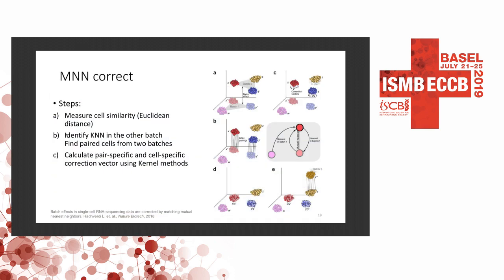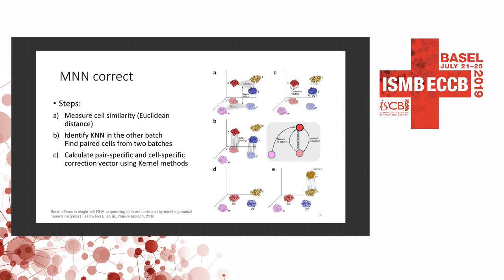So the idea of MNN correct is I try to find pairs. Let me expand here. These cells are for one batch, and these other cells that are semi-transparent are for the other batch. They try to align these two data sets. And these colors, you don't know them when you do alignment. That's the difficulty. That's the unknown cell type that you don't know beforehand.